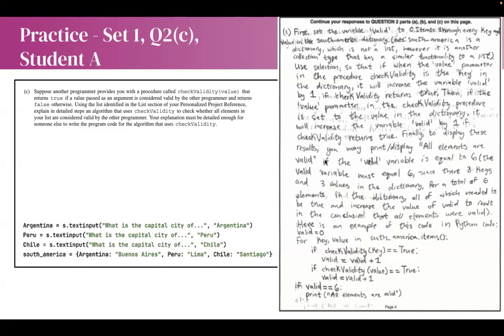Finally, to display these results, you may print display all elements are valid if the valid variable is equal to 6. The valid variable must be equal to 6 since there are 3 keys and 3 values in the dictionary for a total of 6 elements in the dictionary, all of which needed to be true and increase the value of valid to result in the conclusion that all elements were valid.